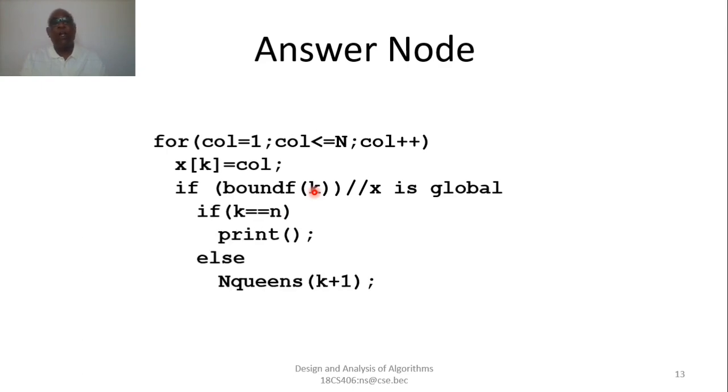So we find that if the bounding function of k is true, we check whether k equal to n, and if k equal to n is satisfied, then we print the solution. Otherwise, we know that we are at an internal level, we did not reach the nth level, and we call the NQueens function.